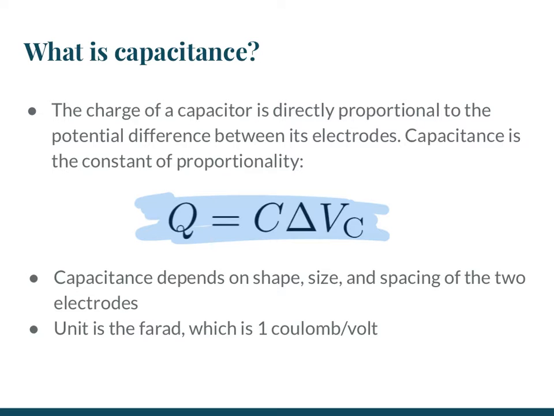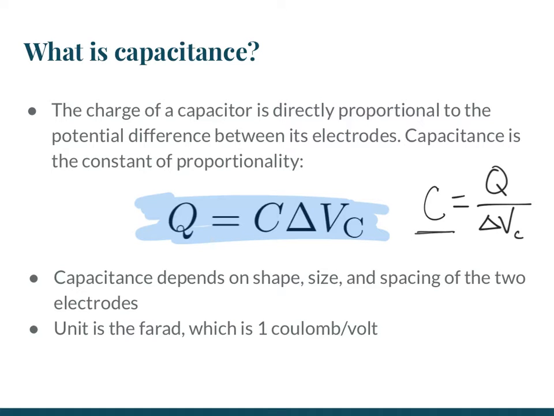So if we wanted to write that more as a proportion with a constant, we could write it as C, the capacitance, is the constant proportion between Q and change in potential over a capacitor. So what this basically says is that charge over potential difference is going to be constant in a capacitor, and the constant that they're equal to is the capacitance.